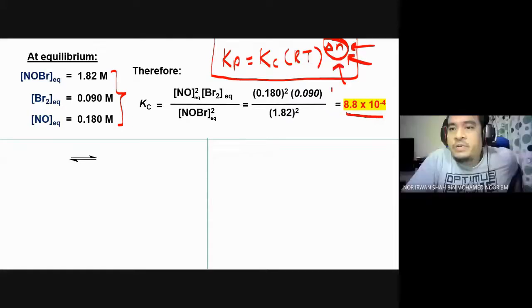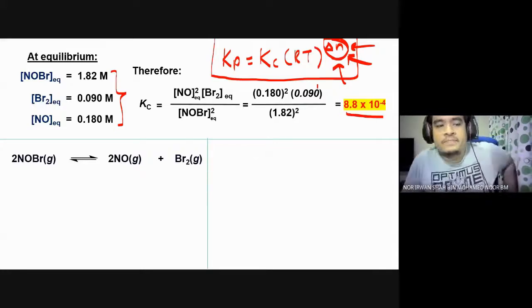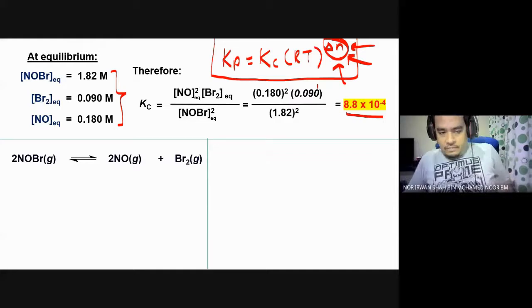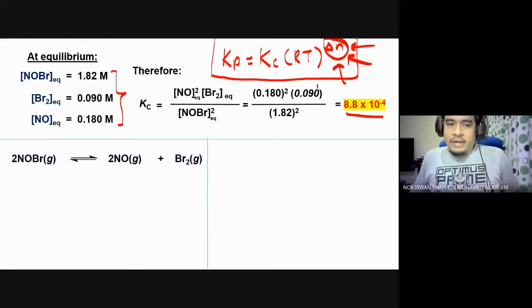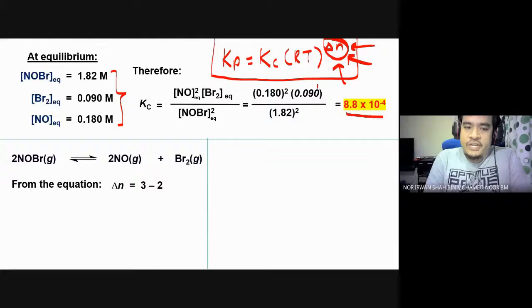In order to determine the value of delta N, let's look back at the equation given. So we're going to find delta N again. As usual, what is delta N? Moles of gaseous products minus moles of gaseous reactants. So from the equation, delta N equals 3 minus 2. Why 3 minus 2?